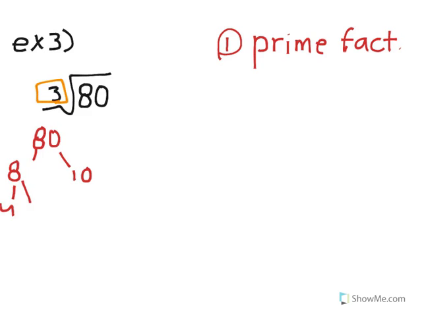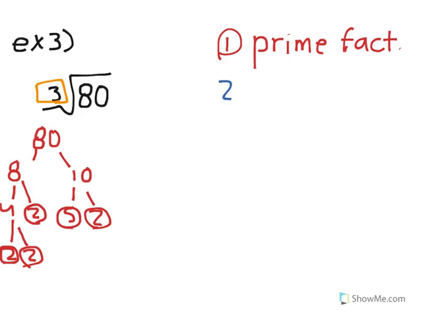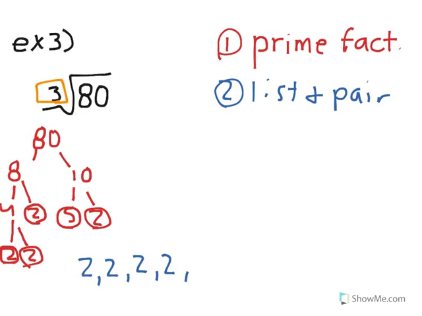8 can be 4 and 2. 2 is a prime number, so we're done. 4 can be broken down to 2 and 2, both prime numbers. 10 is 5 and 2, both prime numbers. So this is where we stop. So now we list and pair. We have 2, 2, 2, 2, and 5. And we're looking for groups of 3 now. So I have one group of 3, and that's the only one I have.